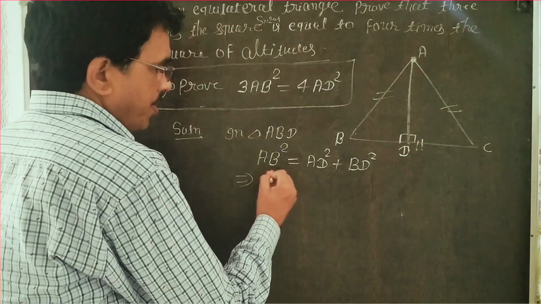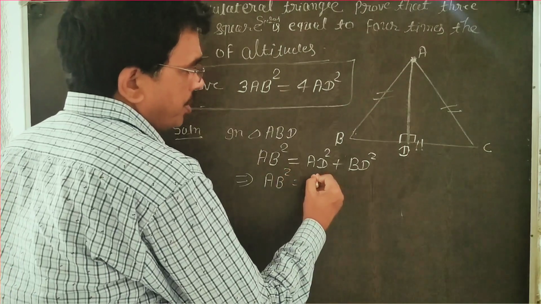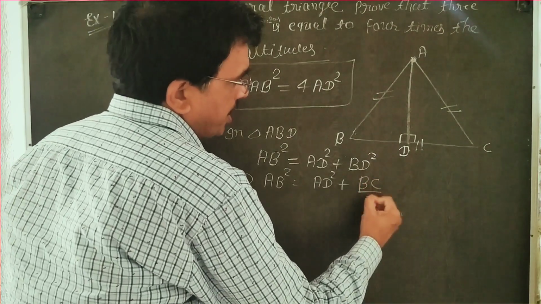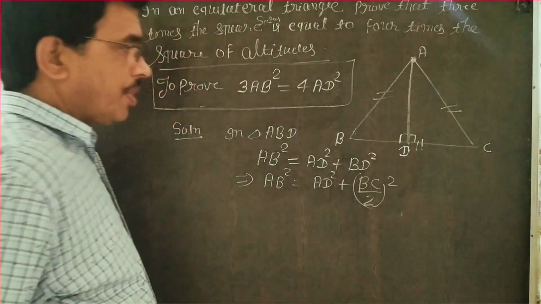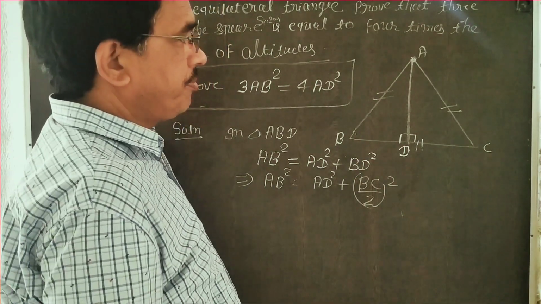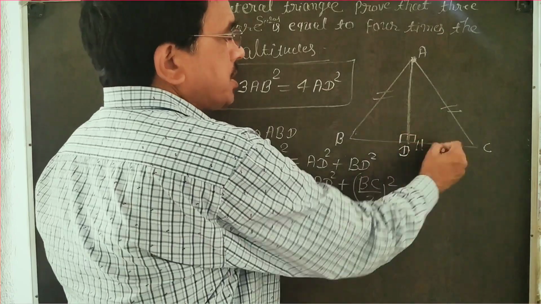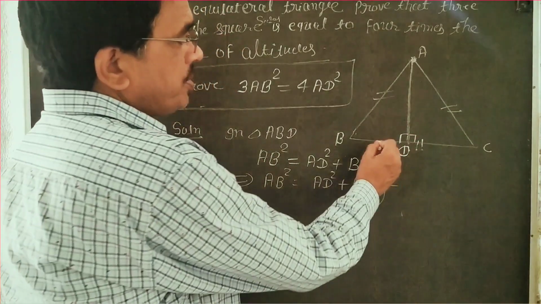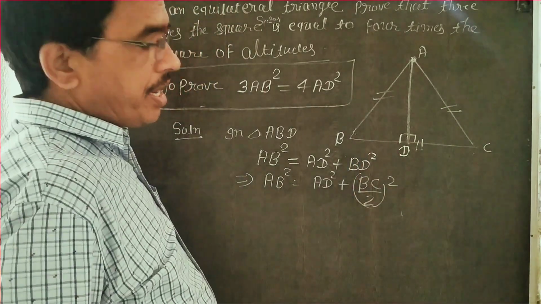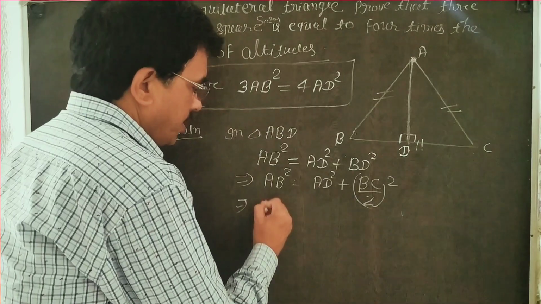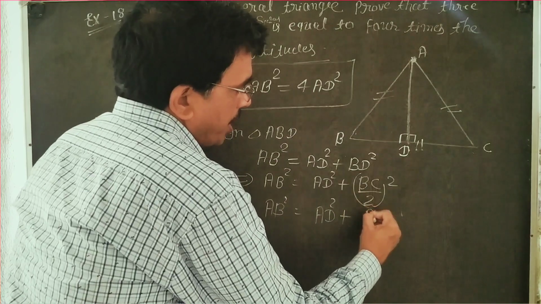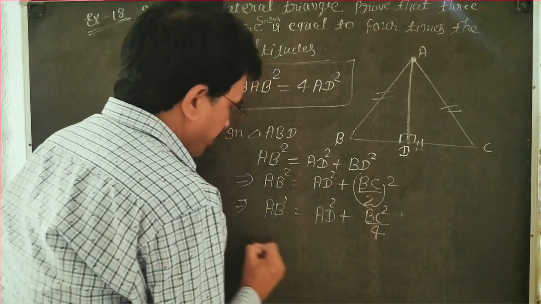Next step, AB square, AD square, and this BD you can write as BC by 2 whole square, because in an equilateral triangle the altitude is also the median, because the altitude divides the base into equal parts. So this BD is equal to half BC. It is possible only in an equilateral triangle. So next, AB square is equal to AD square plus BC square by 4.